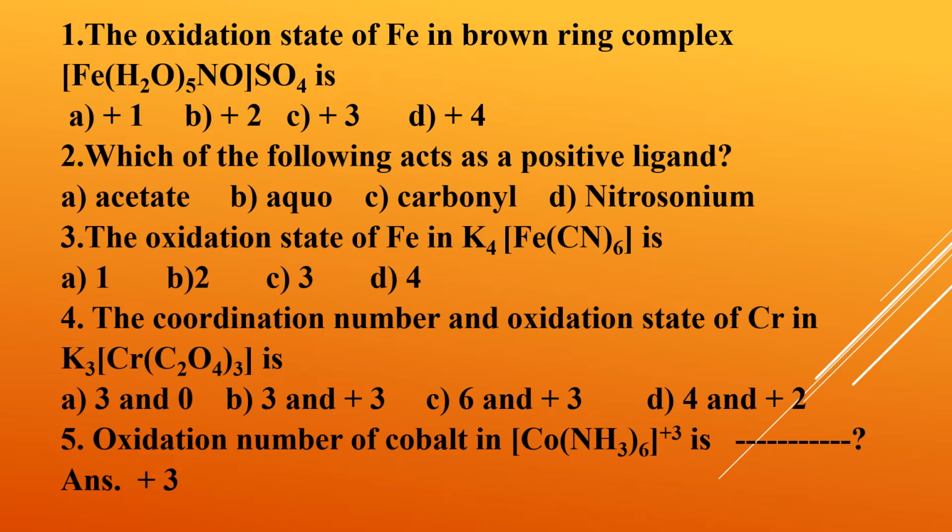Next, question number 4. The coordination number and oxidation state of Cr in the complex K3[Cr(C2O4)3] is. You should calculate both coordination number and oxidation state. What is the central metal? Cr. What is the ligand? C2O4, oxalate. It is a bidentate ligand. Total how many are there? 3. That means it is surrounded by 6 donor atoms. So the coordination number of Cr is 6.